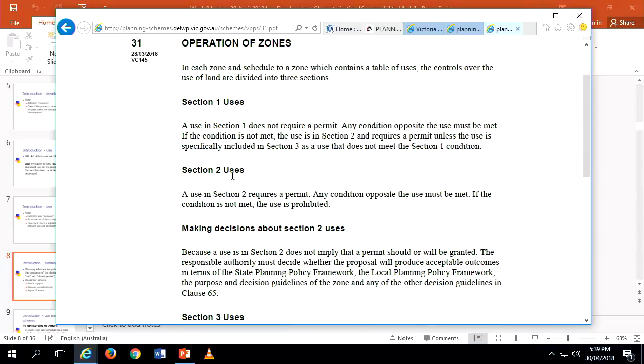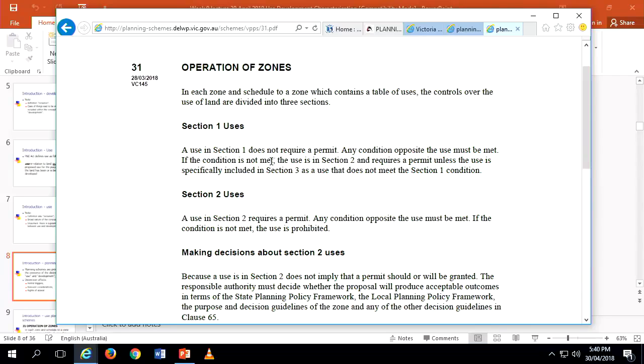So here it tells us what a Section 1 use is, and here it says any condition opposite the use must be met. So that means if I'm keeping animals in accordance with that definition in clause 74, could be goats, sheep, I don't know, and I am meeting that condition, no more than 2 goats, that means I don't need a permit for that land use.